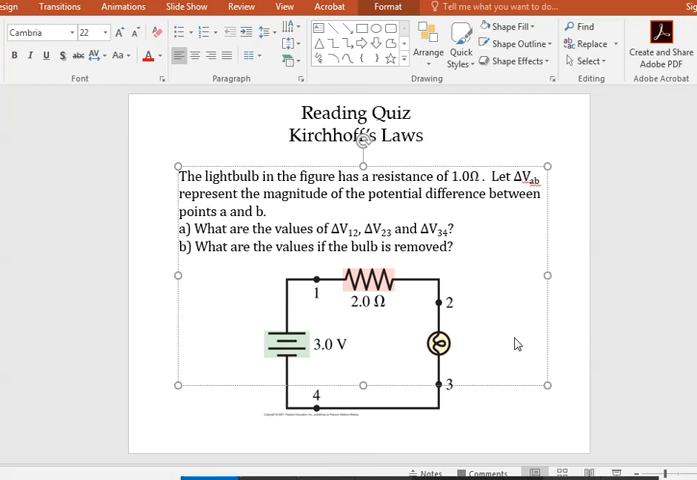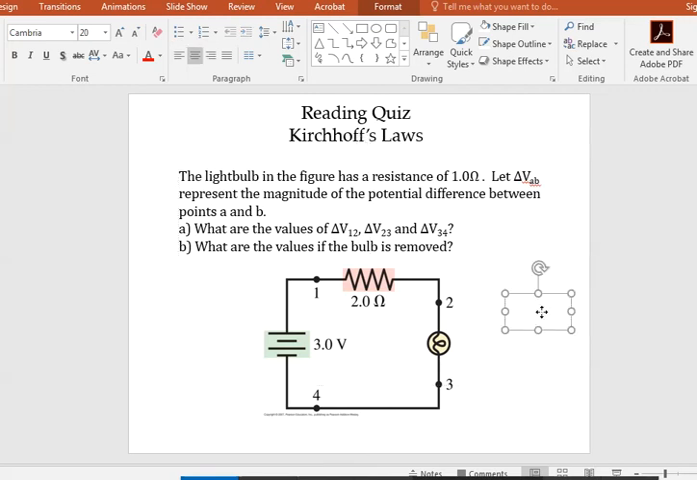Second part says, well, what would the values be if the bulb is removed? So there's 2 ways of meaning the bulb is removed. One looks like this, where the circuit is now broken and there's no current flowing through, in which case everything along this side is going to be at 3 volts, and everything on this bottom side here is going to be at 0 volts. So the difference between, say, points 1 and 3, or points 2 and 3 is going to be 3 volts, and between 1 and 2, and also between 4 and 3, is going to be 0 volts difference.